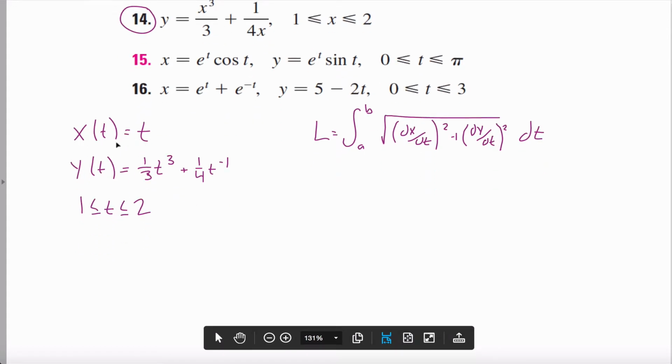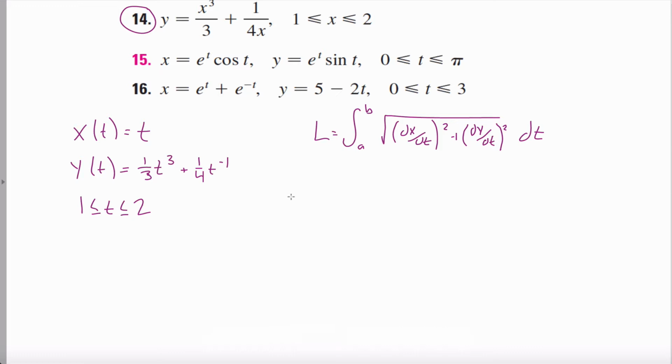So I can take this formula here and plug in all these functions. I got x of t equals t. I need dx/dt for my formula. So dx/dt is equal to the derivative of t with respect to t. In other words, it's equal to 1. And dy/dt is going to be the derivative of my function y here with respect to t.